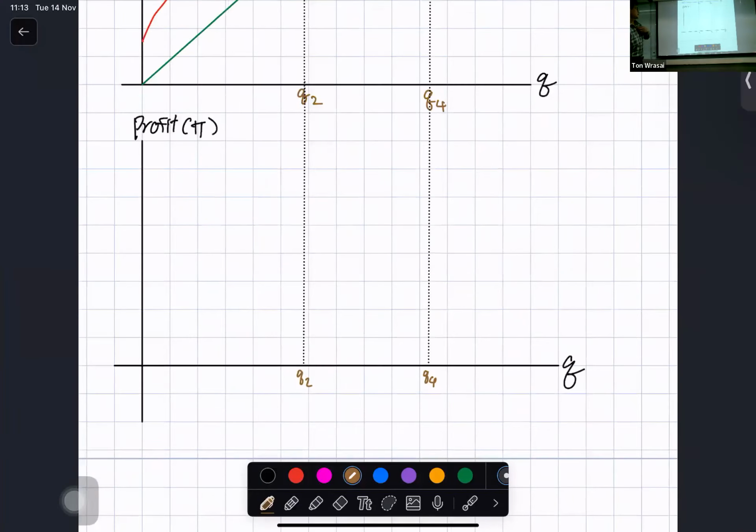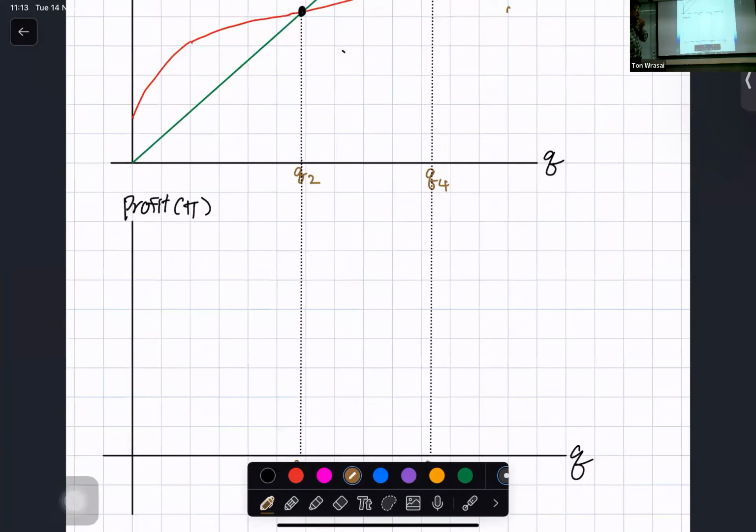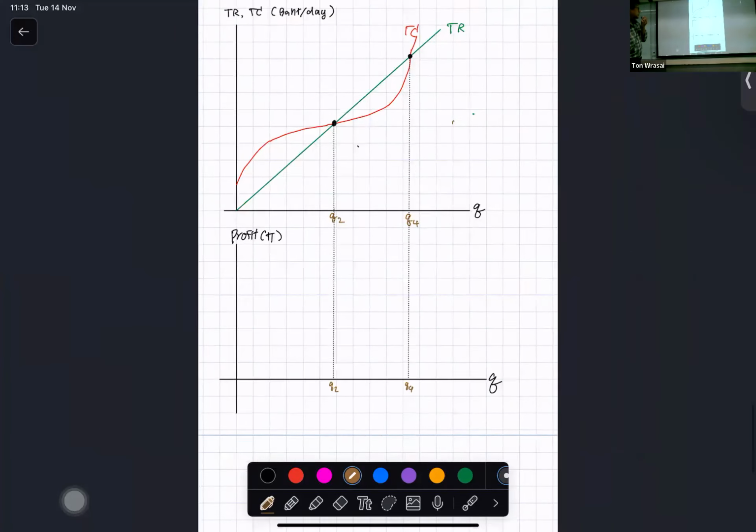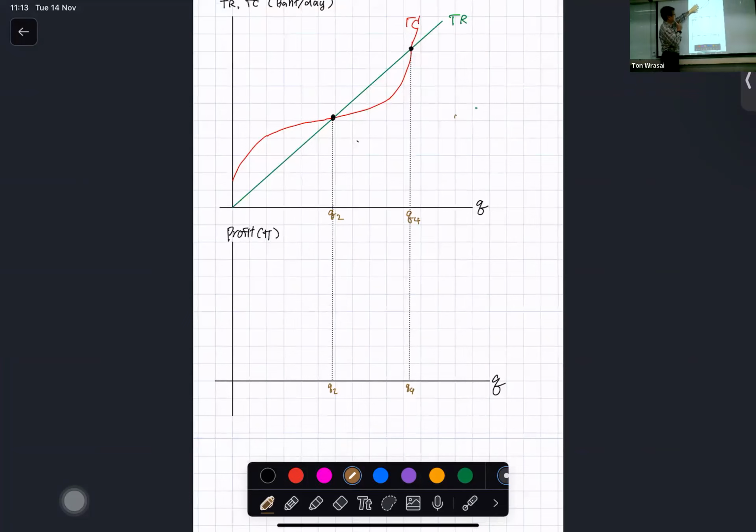Okay. We must get something that looks like this. Q2 and Q4 are the crossing places.